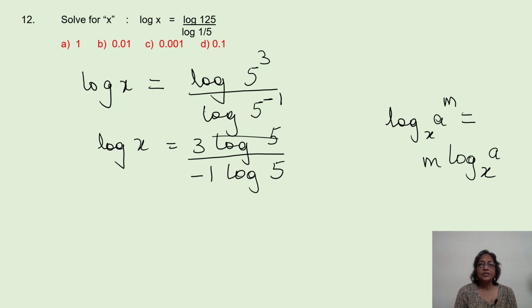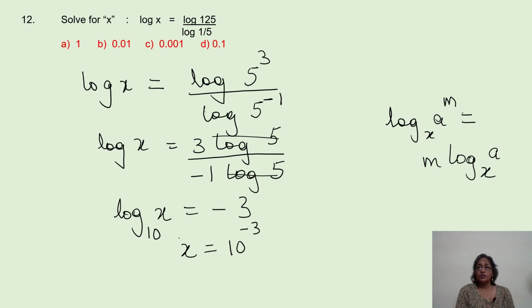Okay, so what happens here? Now this log 5 goes, and we are left with the answer minus 3 on the right hand side. But our left hand side is in the log form. Now when there is no log base given, it is understood as 10. Now what are we going to do here? Convert the logs to an index number. So this will be x is equal to 10 raised to minus 3, which is nothing but 1 upon 1000, which we can write as 0.001. So our option number 3 is the correct one. All right.